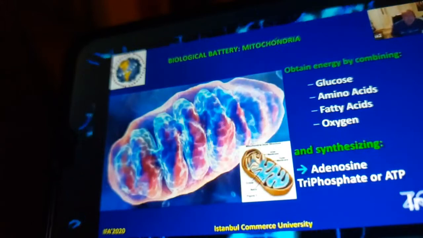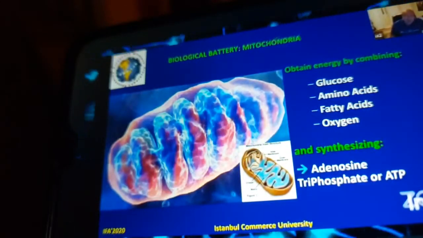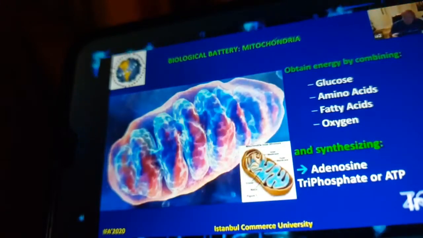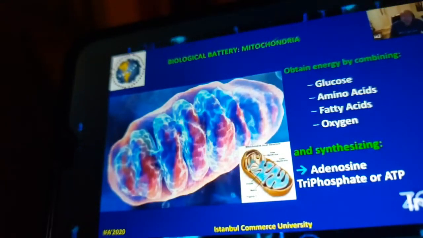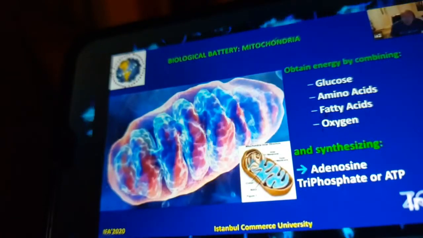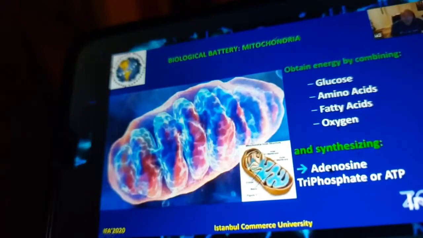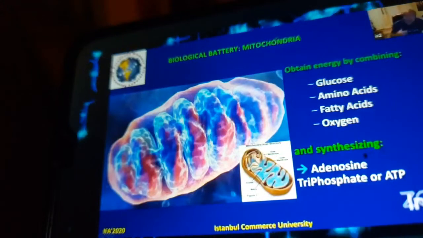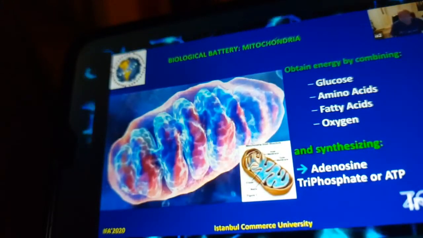So now this is a typical mitochondria under the microscope. This is a real picture here. So I told you the energy source for the cells, for prokaryotic or eukaryotic cells, especially eukaryotic cells, is the mitochondria. So what happens is that they combine the glucose, amino acids, fatty acids, and oxygen, and synthesize ATP, or adenosine triphosphate.